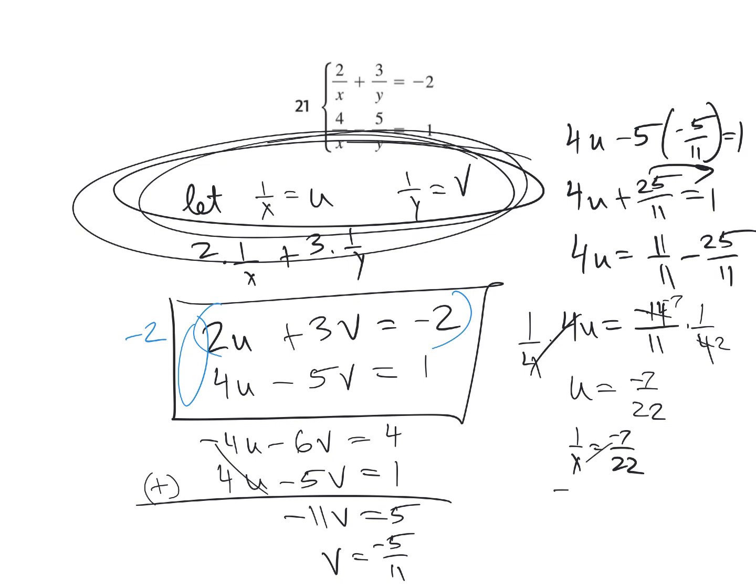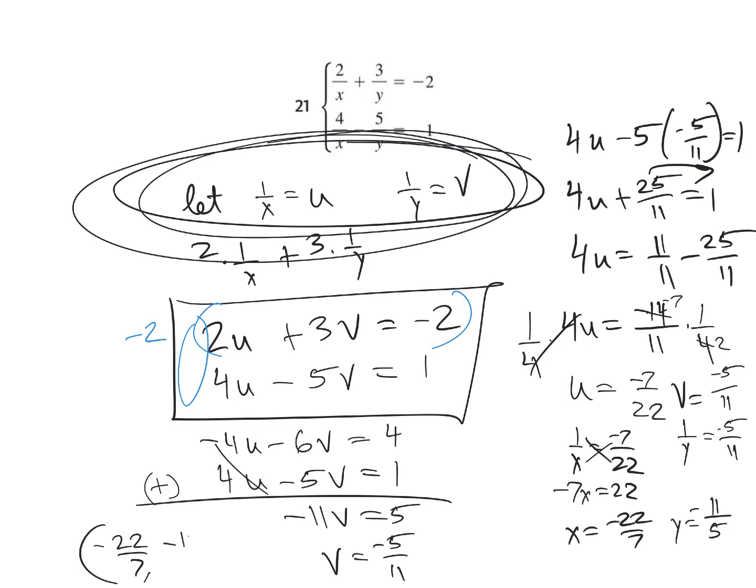So we cross multiply, -7x equals 22. So x is equal to -22/7. v is equal to -5/11, and v is equal to 1 over y. So basically it's just the reciprocal of what you're doing here. So y is equal to -11 over 5. So our answer should be -22/7, -11/5.